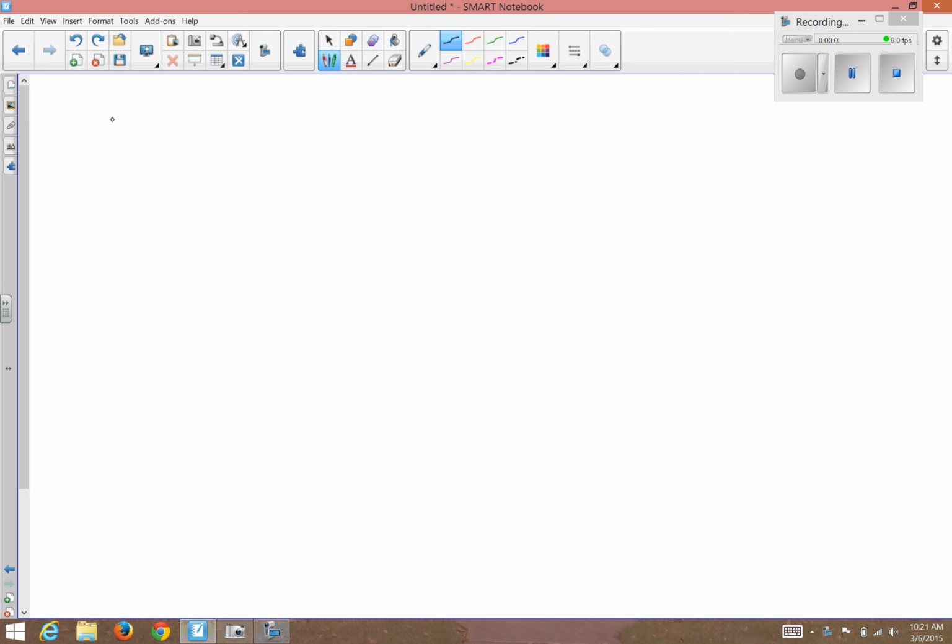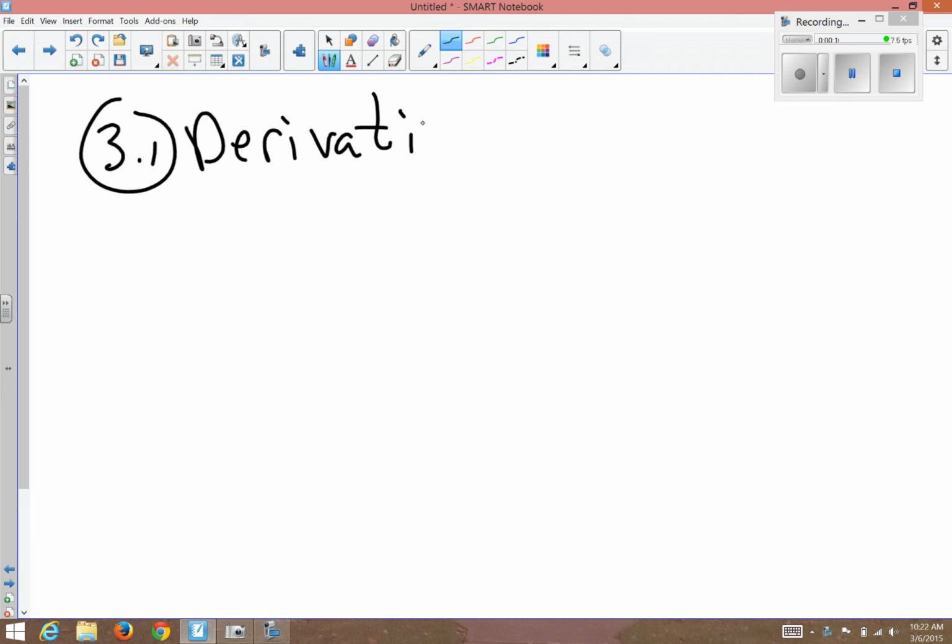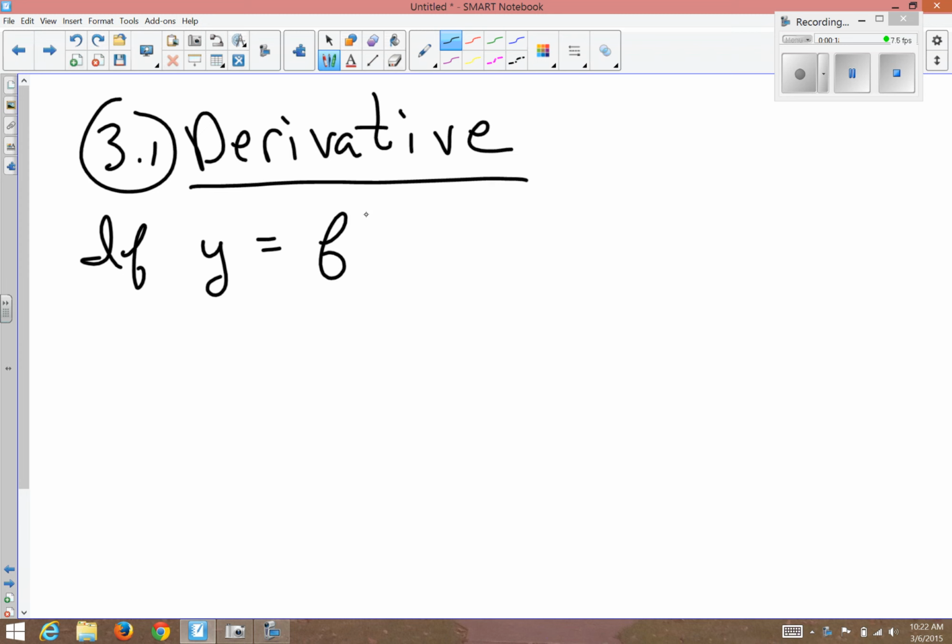Chapter 3, Section 1, the derivative of a function. If y is equal to some function of x, we say the words, the derivative of y with respect to x, symbolized dy over dx, pronounced the derivative of y with respect to x.